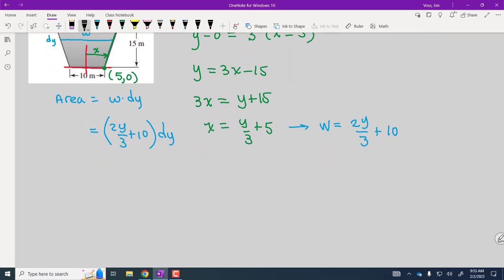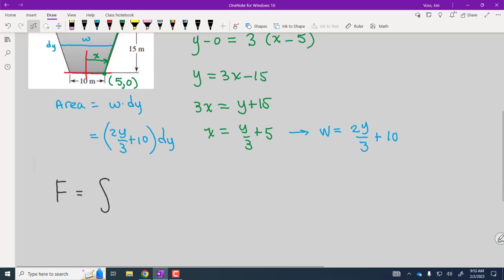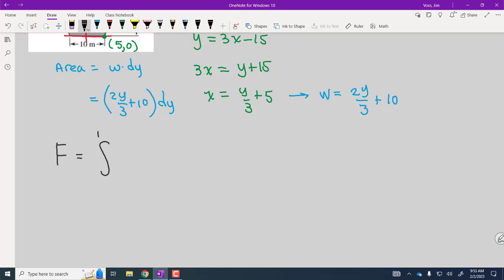So we are finding force. We are integrating. So we're finding the cumulative force. So we're looking at the force along each of these strips. And the limits of integration, we have representative elements from where to where? 0 to 15. We're using horizontal elements. And the water is all the way to the top based on the problem.